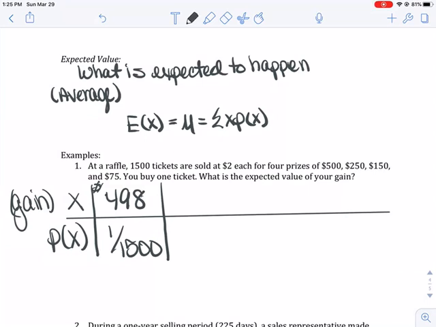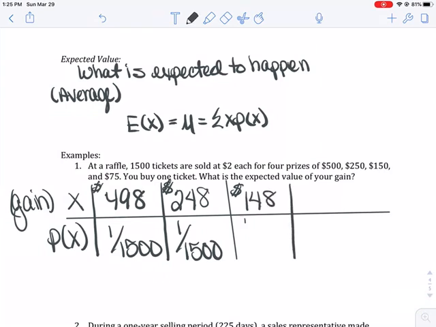So when we win $250, we're only going to win $248. Again, we paid $2 for the ticket. And there is only one ticket out of the 1,500 that's going to win. Now I know it's kind of like, did they win and put the number back? We're going to go with yes. Okay, we keep going. We paid $2, so that's $148. 1 out of 1,500. And then $75 would be $73. Okay, 1 out of 1,500.